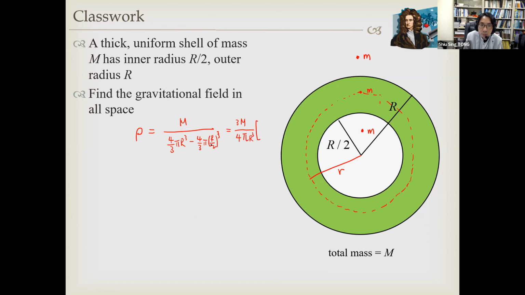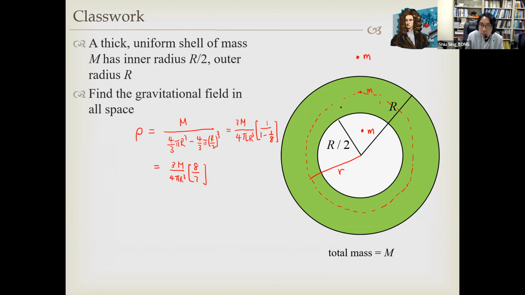So this becomes 1 over 1 minus 1/8, right? Because it's (1/2) cubed. And that becomes what? 1 minus 1/8 is 7/8, so it's 8/7. Okay, we got this value.